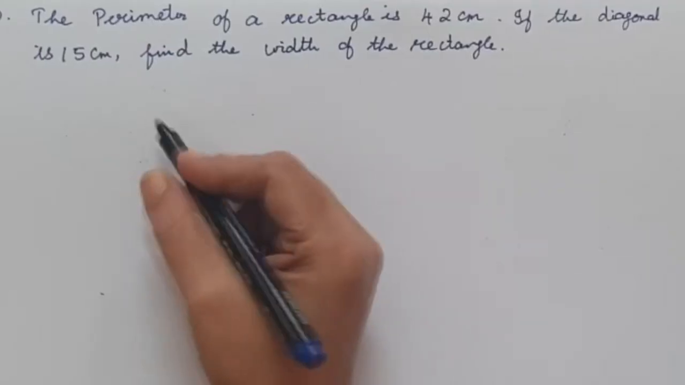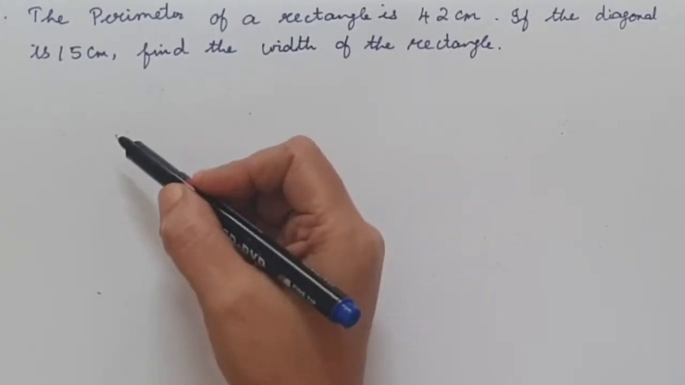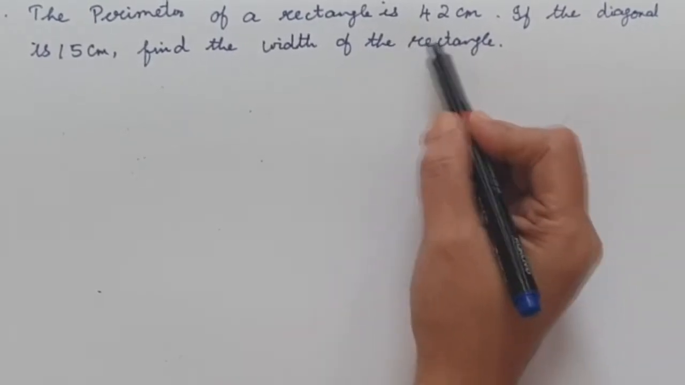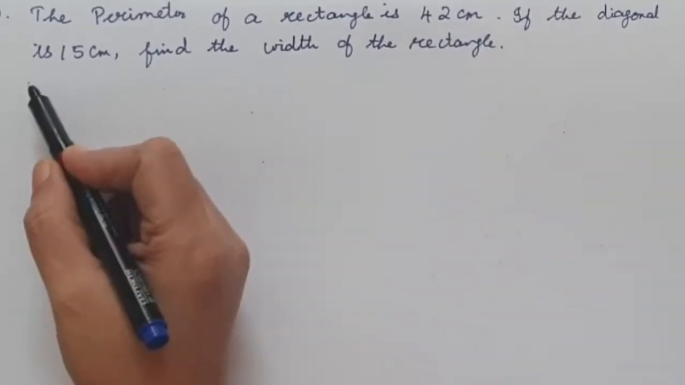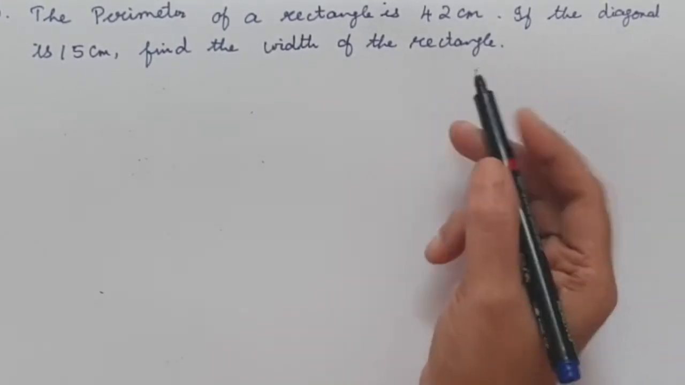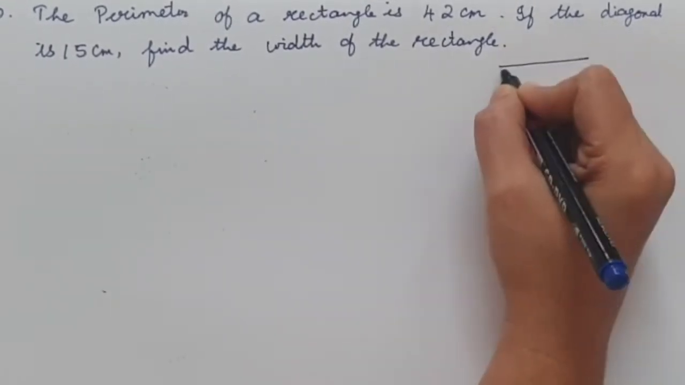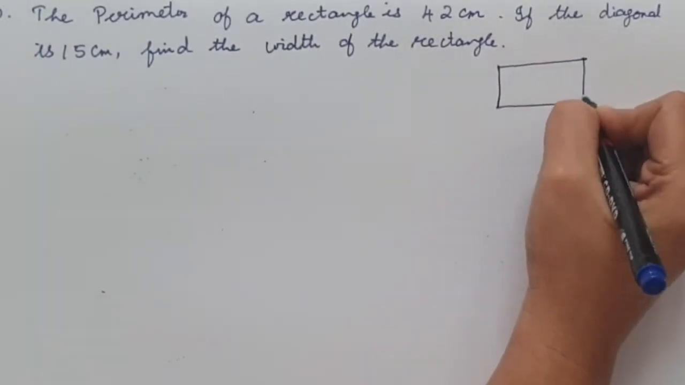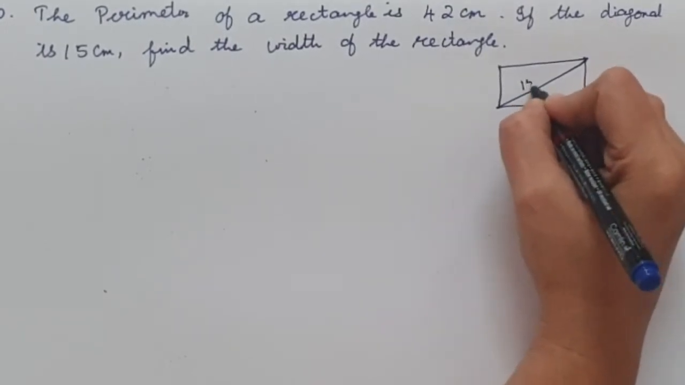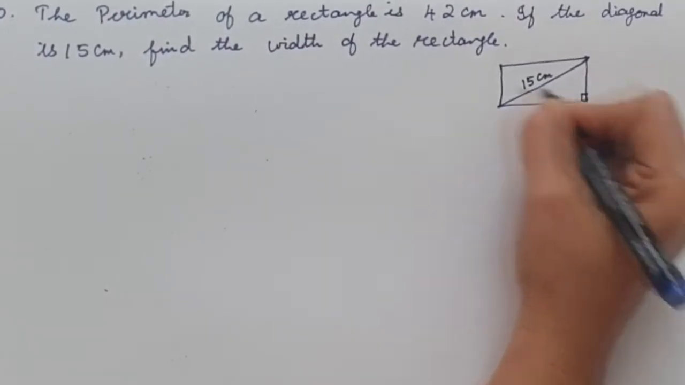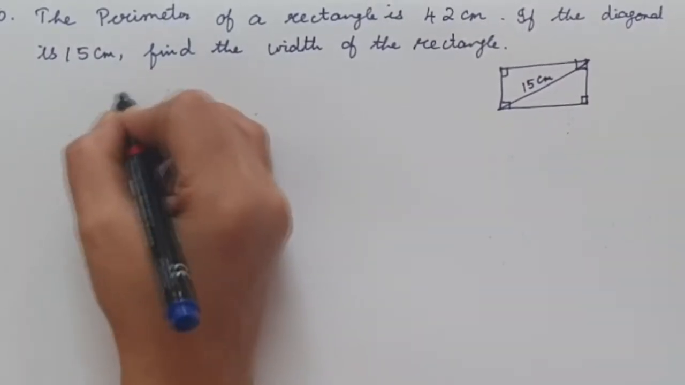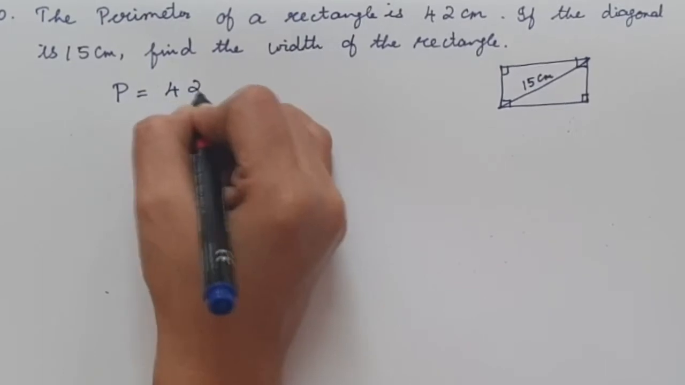The 10th question, splitting the middle term, we will be using here in word problems. The perimeter of a rectangle is 42 centimeter. If the diagonal is 15 centimeter, find the width of the rectangle. So we are given with the rectangle. The perimeter is given as 42 and the diagonal, this is the diagonal, is given as 15 centimeter. And we know that all the corners in a rectangle are right angles. And then the perimeter is given as 42 centimeters.